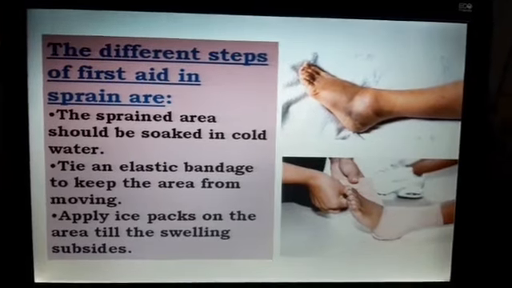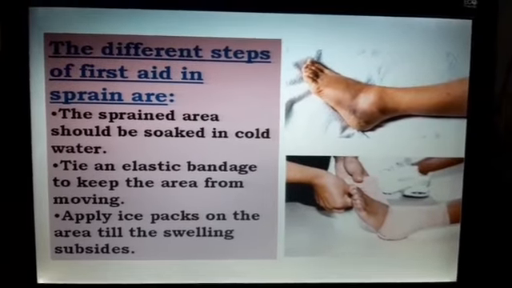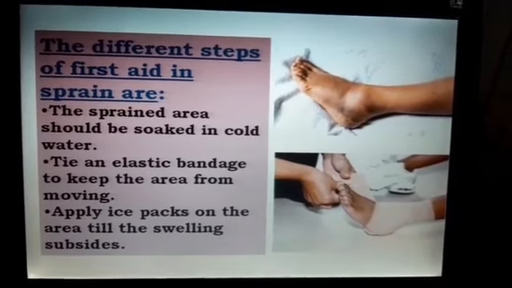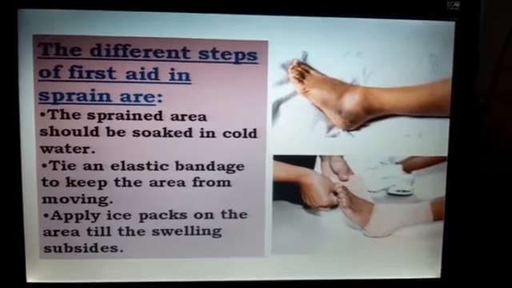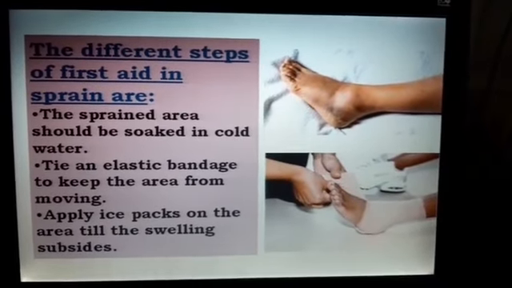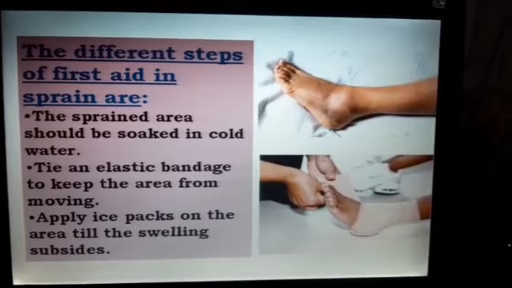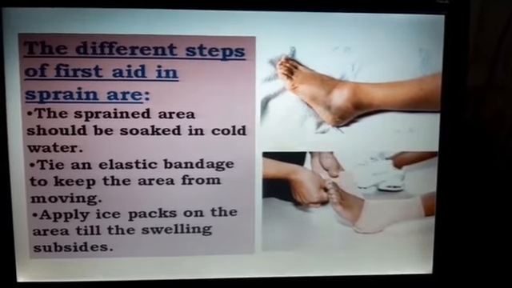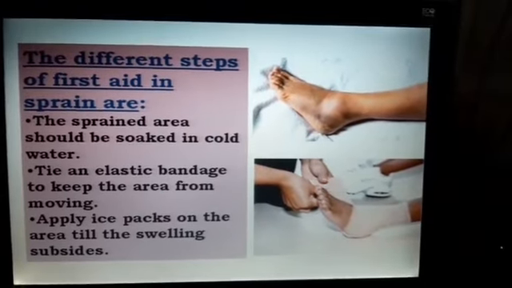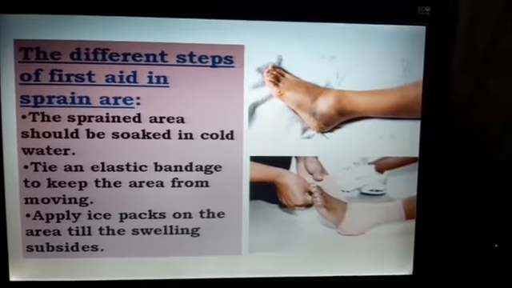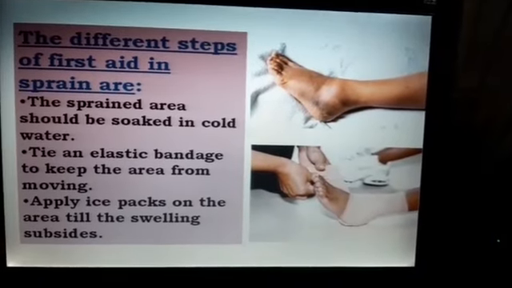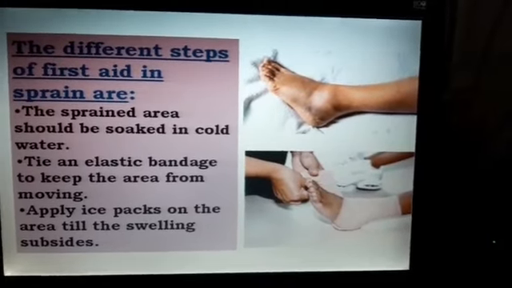Now let's come to the different steps in a sprain. Let's first understand what a sprain is. A twist in the joint or ankle results in a sprain, and sprains are very painful. So we should soak the sprained area in cold water, then tie an elastic bandage to keep the area from moving, and finally apply ice packs on the area till the swelling subsides.